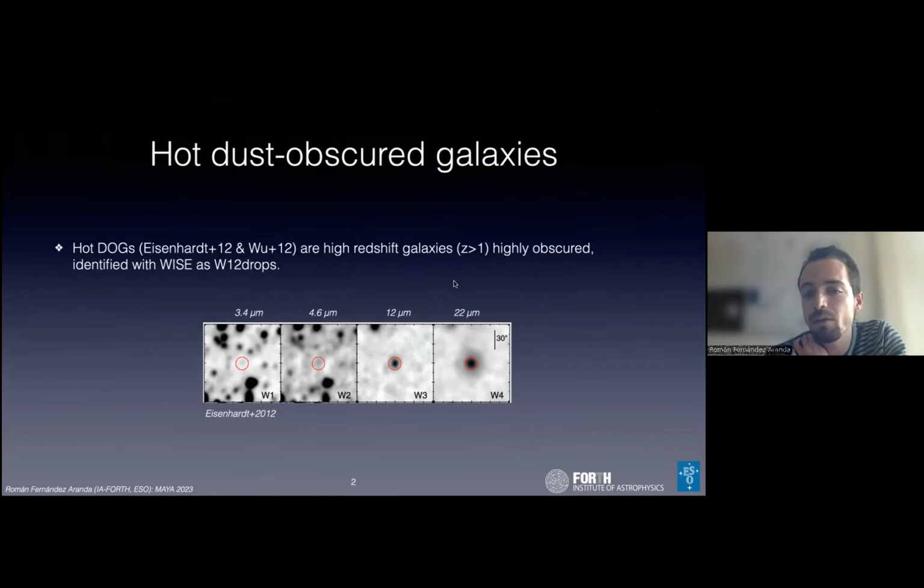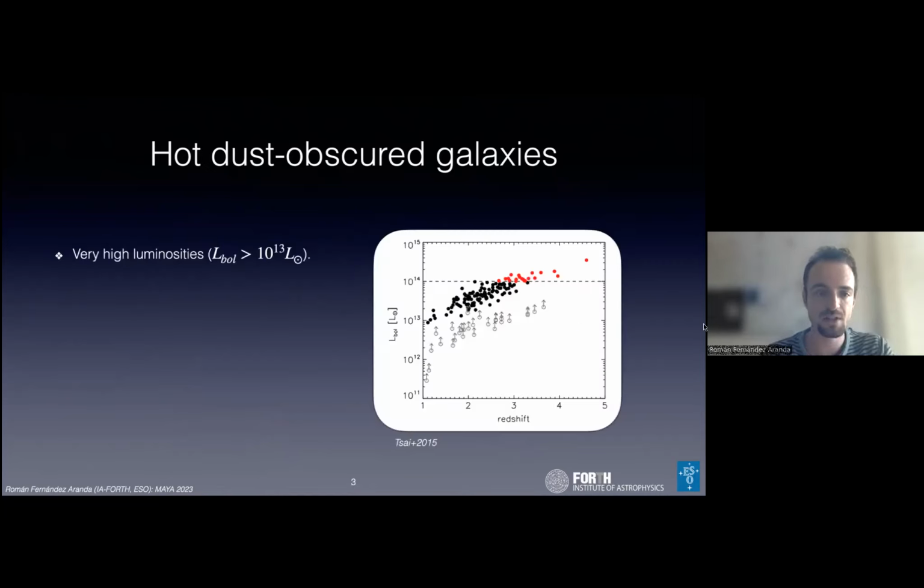And we found that this type of galaxy is all located above redshift 1, so high redshift galaxies, and they have some interesting properties. First, very high luminosities. Most of these hot dust obscured galaxies, or hot DOGs for short, have luminosities above 10^13, and in some cases, especially at high redshift, above 10^14 solar luminosities. So we are really seeing the most luminous objects in the universe.